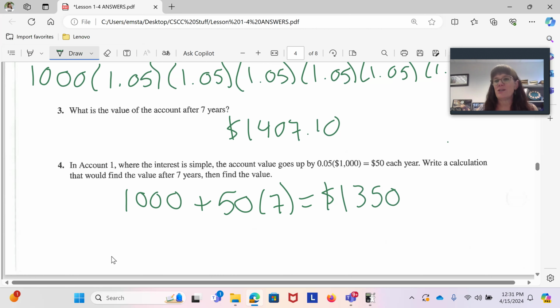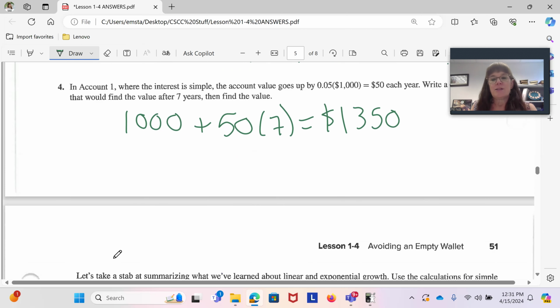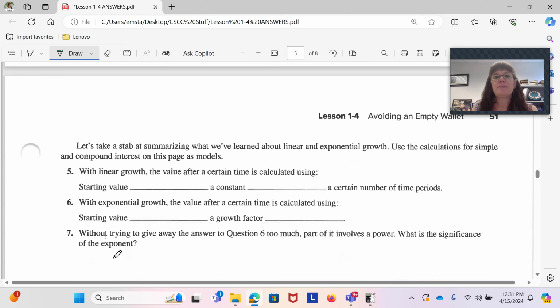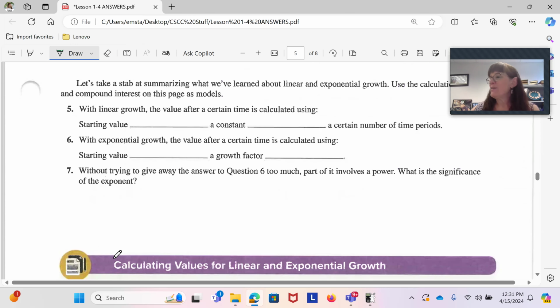So already you're starting to see that compound interest definitely grows faster and is better if you're investing that way. Let's go to the next page, page 51. And now they want us to summarize again what we've learned about linear and exponential growth. So in linear growth, we start with an initial value, and then we're going to do that value plus a constant times however many periods I'm investing for.